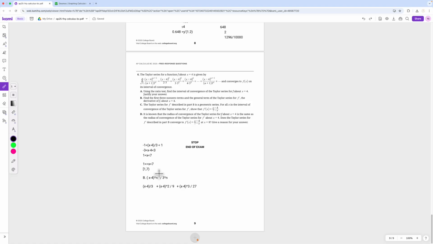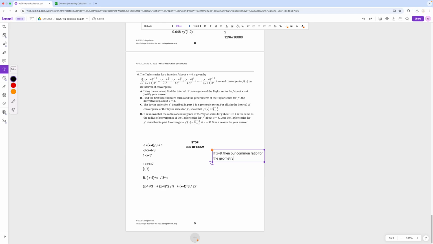So let's say x is 2. Your common ratio is going to be less than 1, greater than negative 1. So this converges. This functions as a geometric series. But let's see what happens if we plug in x equals 8. If we plug in x equals 8, we get 4 to the n over 3 to the n. And 4 over 3 is going to be greater than 1. Therefore, if x is equal to 8, then our common ratio for the geometric series is 8 minus 4 divided by 3, which is equal to 4 over 3.